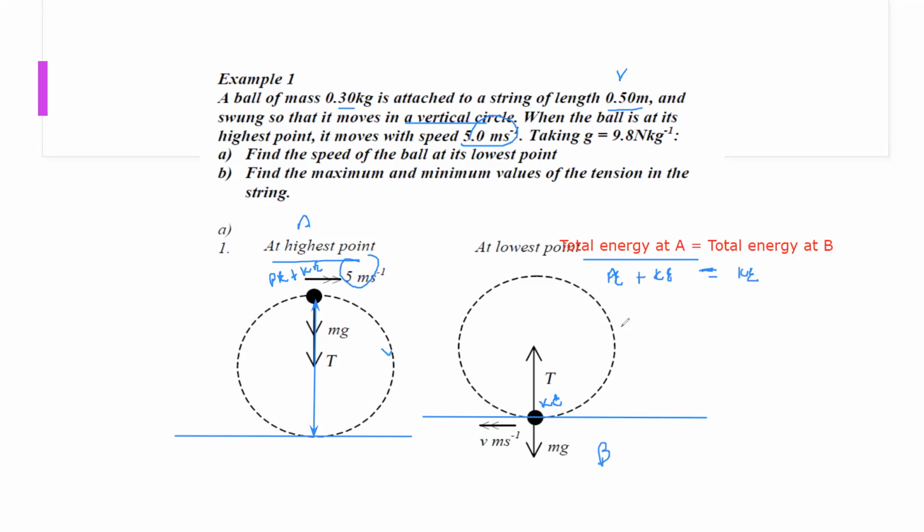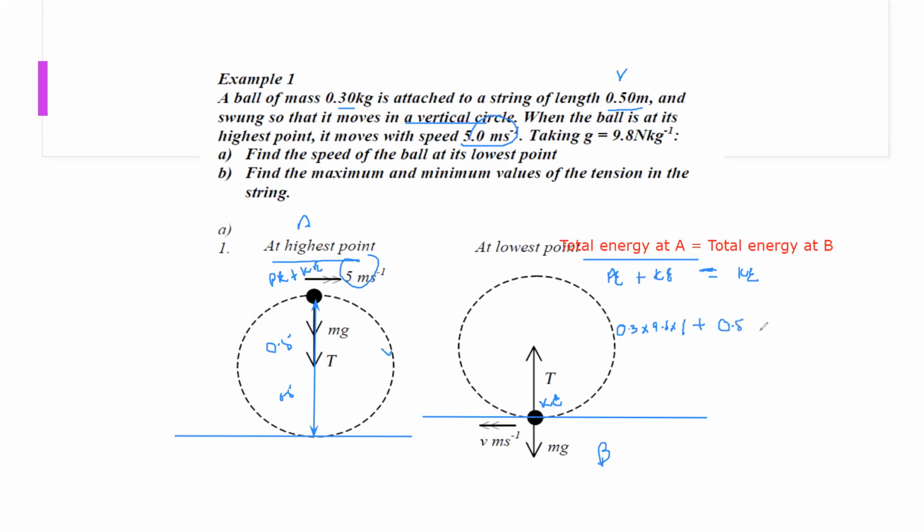M is the mass of the object, 0.3, multiplied by gravity, which is 9.8, and multiplied by height. What is the height? Because the length of the string is 0.5, if this is 0.5, this will also be 0.5. So it is at a height of 1 meter. So this will be 1 plus kinetic energy, half mv square.